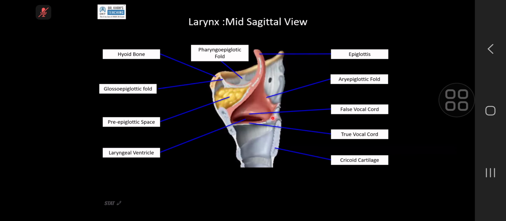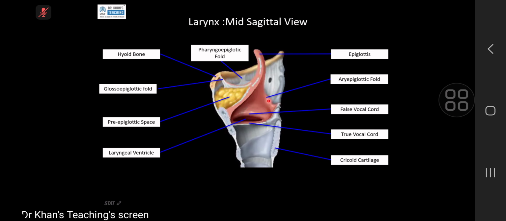Now, some critical mucosal folds. From the arytenoid cartilage, there is a mucosal fold which goes to the epiglottis. This is the aryepiglottic fold. Please remember, anything this side of the aryepiglottic fold is the supraglottic larynx. On the other side is the laryngopharynx. So this is the boundary.